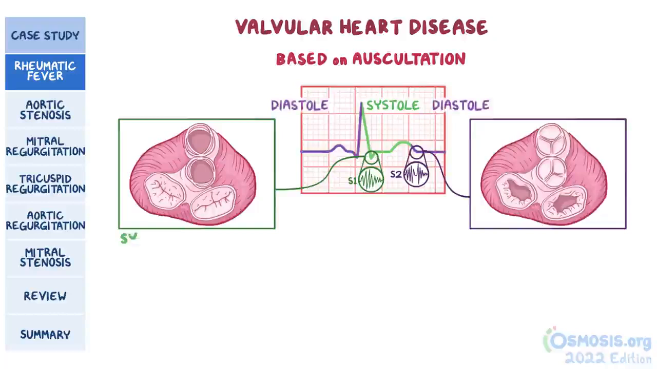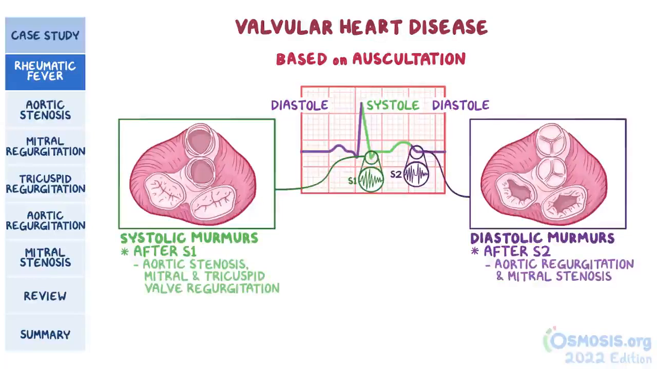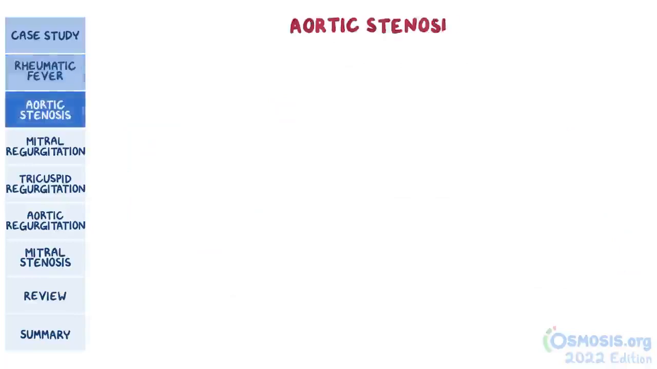So first, there are systolic murmurs, which you can hear right after S1, and these happen with aortic stenosis and mitral and tricuspid valve regurgitation. Then there are diastolic murmurs, which come right after S2, and these happen with aortic regurgitation and mitral stenosis. Let's start with systolic murmurs and look at aortic stenosis.